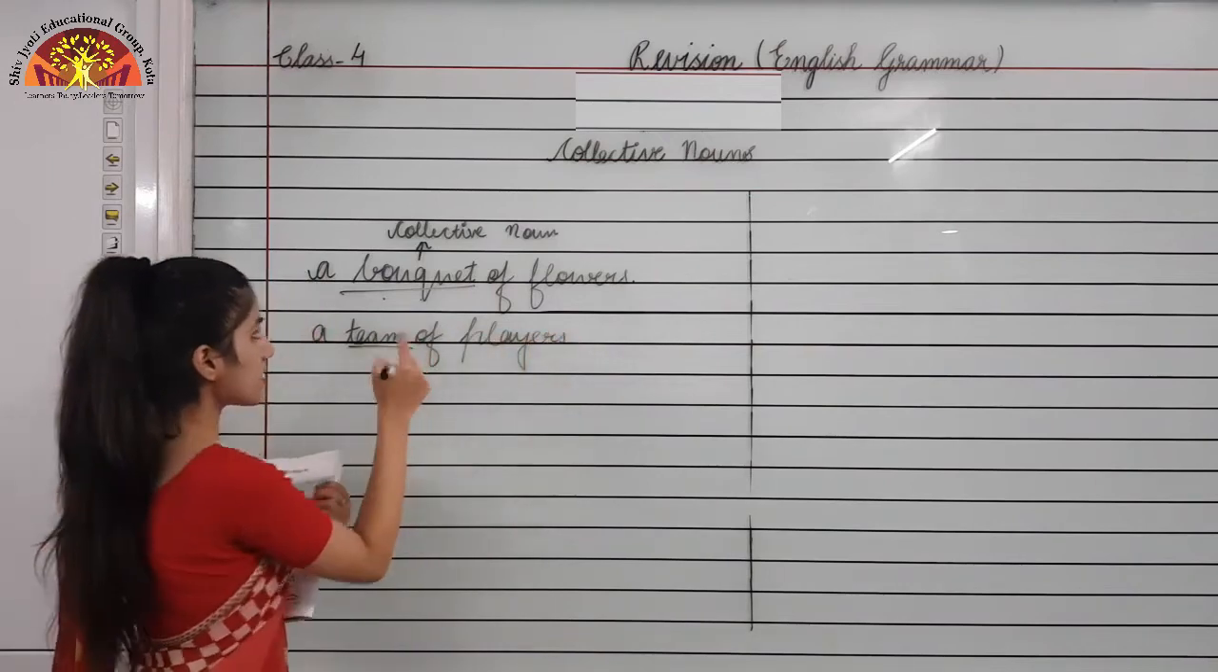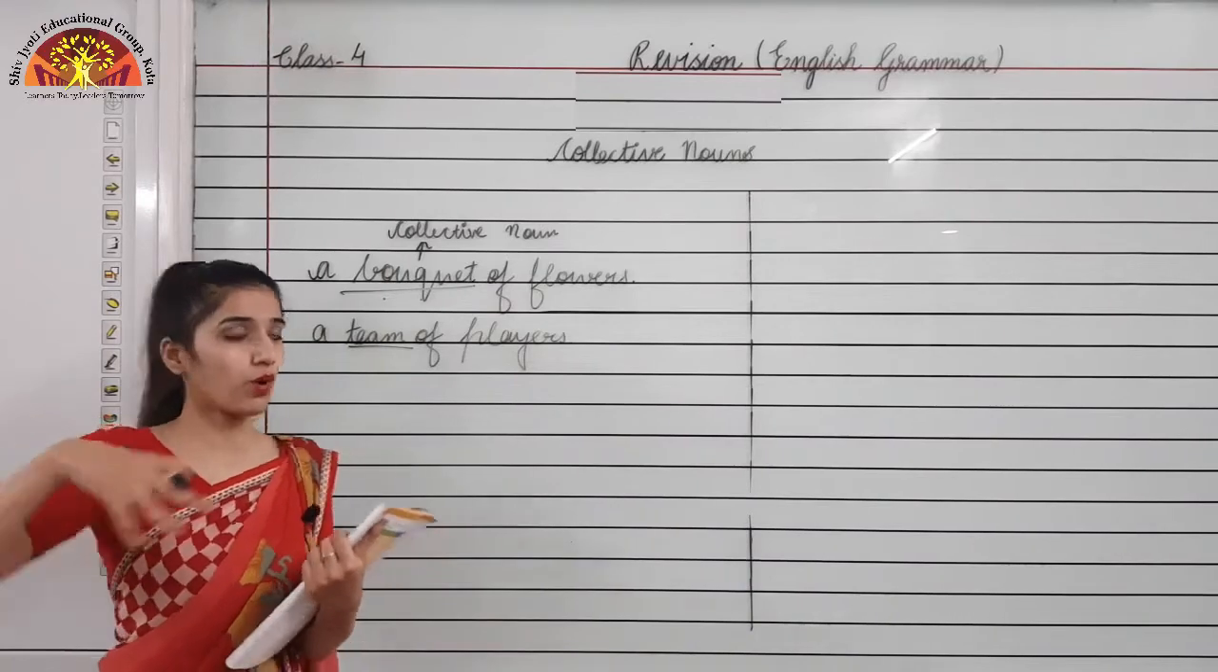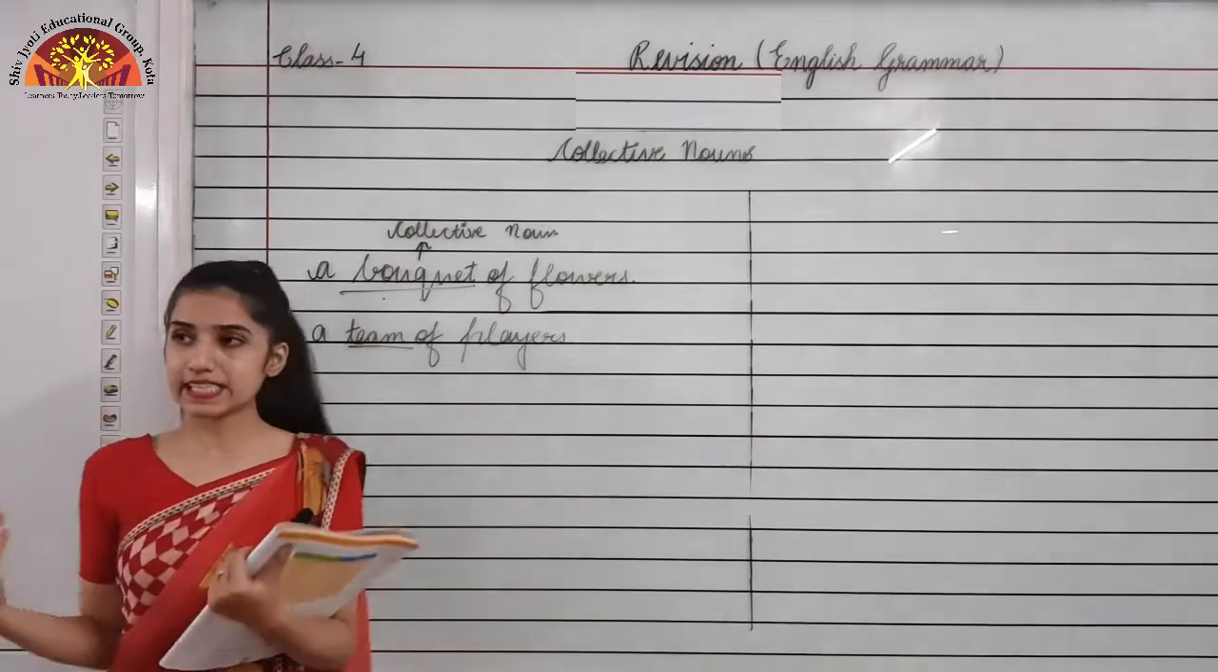One more example is there, a team of players. So team is again representing the number of players in that group. So team is again a collective noun.